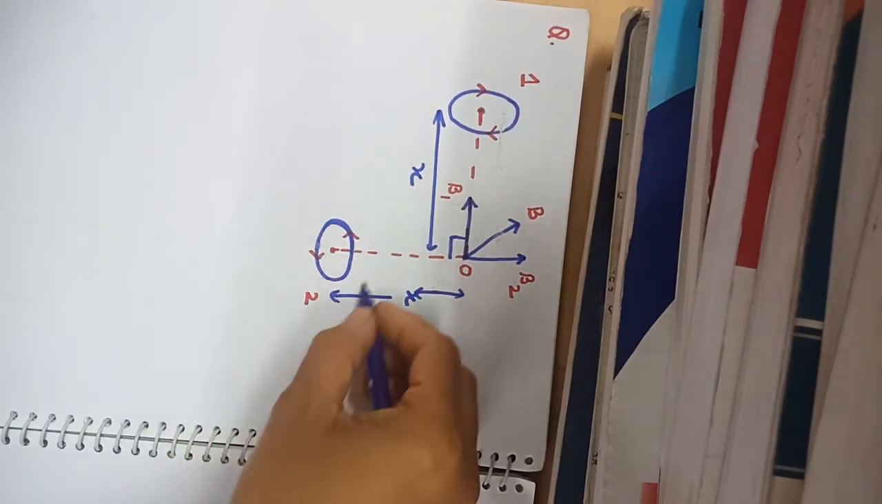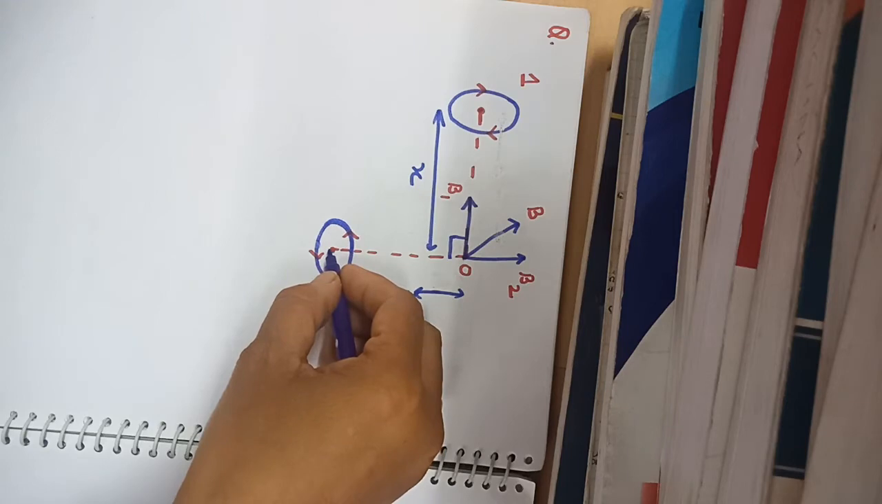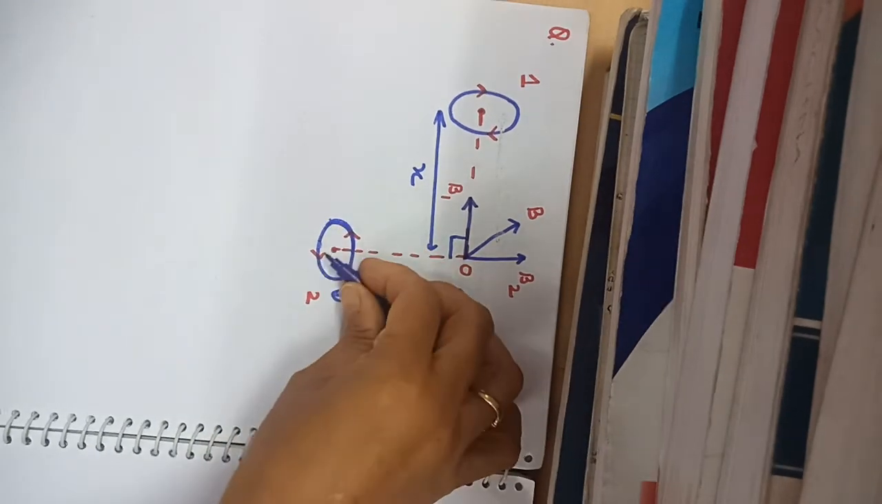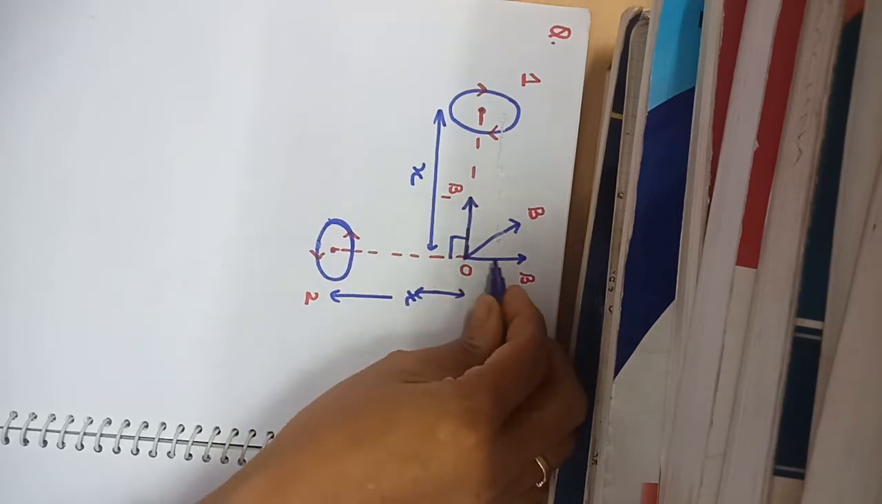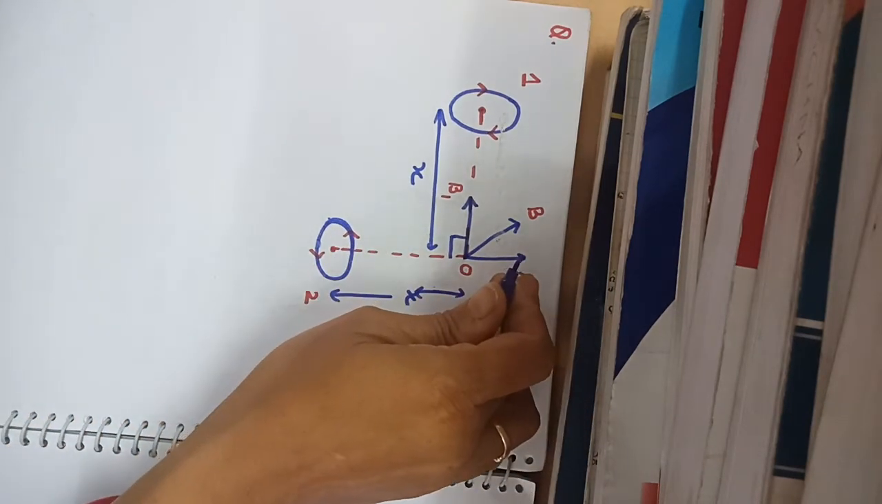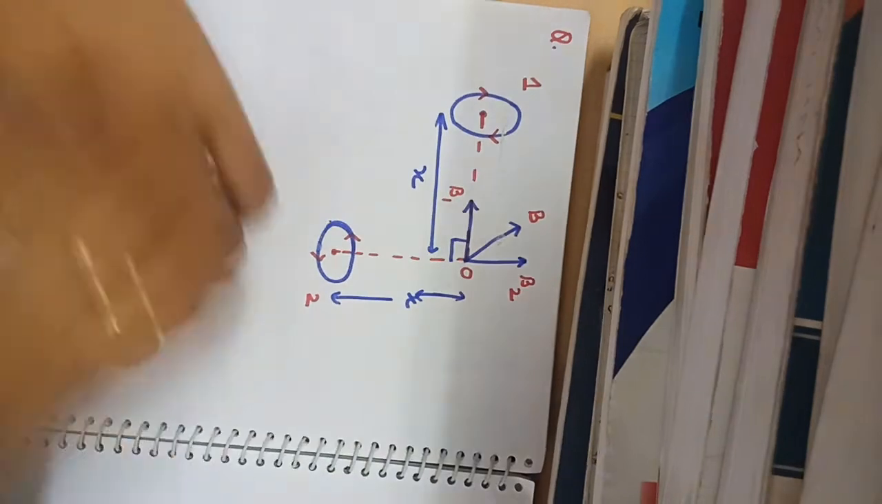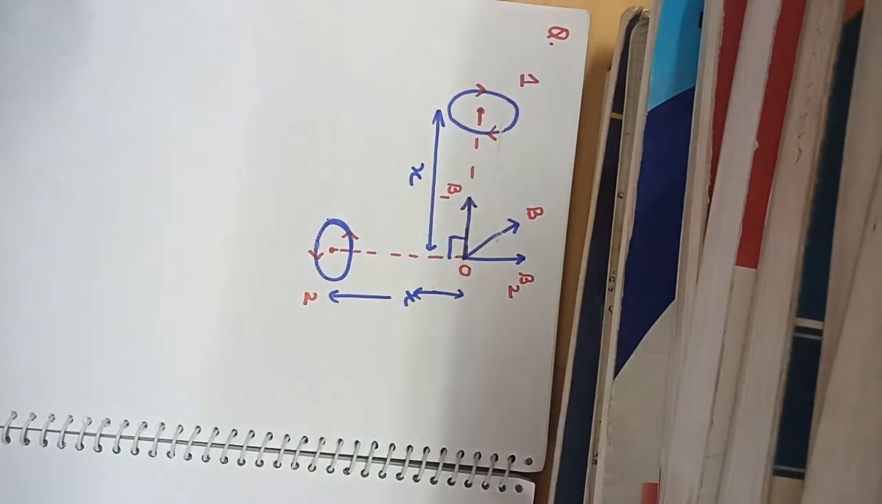Now see, this is the direction of current, anti-clockwise. So due to this anti-clockwise current, what is the direction of magnetic field at the center? Perpendicular to this plane and in the outward direction. So this is the outward direction.